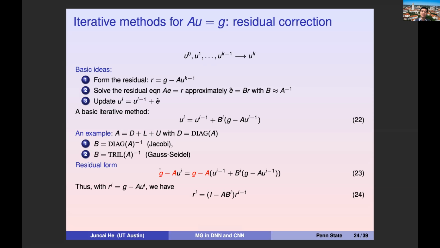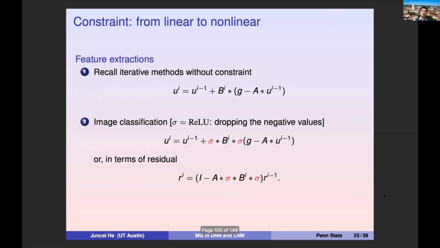But if you look at the iterative scheme for this residual form, just for the residual part, you obtain a result like this, right? So let's think about, okay, that is for linear.